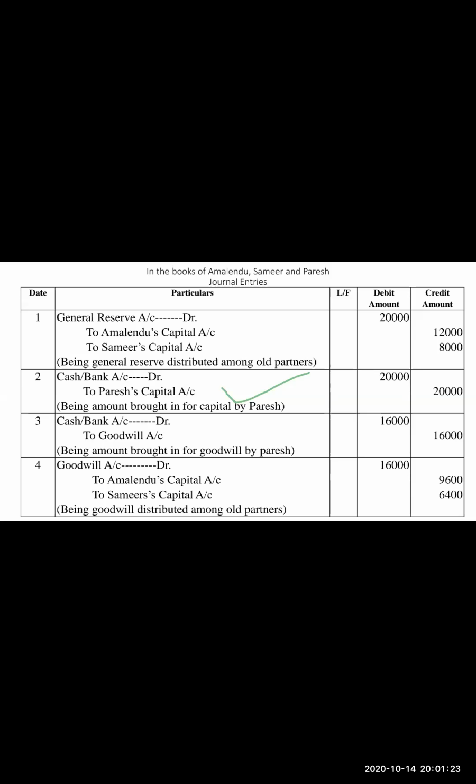Okay, so whenever new partner brings capital, then what will be the entry? It will be cash or bank account debit to, यहाँ पे नया पार्टनर कौन है, परेश, तो to परेश कैपिटल अकाउंट. Being amount brought in for capital by परेश. कितना लेकर आया कैपिटल, 20,000. Okay, so we have done with three entries.